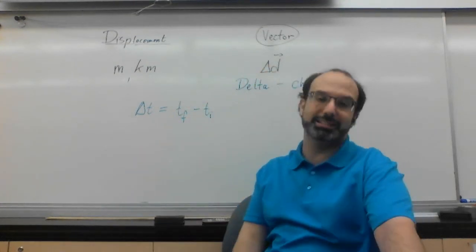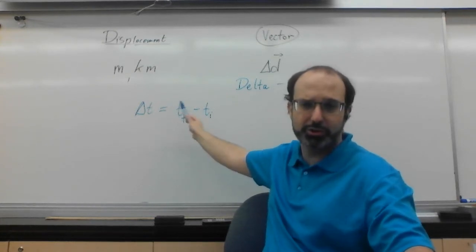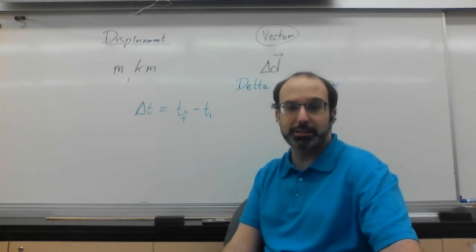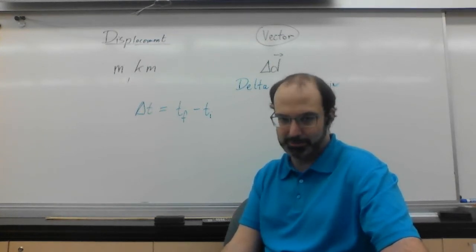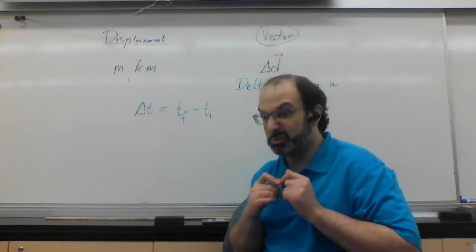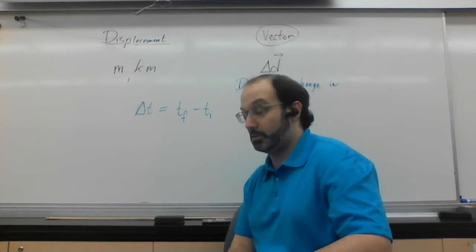And I talked about the fact that people are going to forget that this is the final minus initial. They're going to flip them around, or they're going to forget where to put the positive and where to put the negative. But delta D, displacement, is the same thing. Again, physicists do a lot of work, so if they can get away with being lazy, they go for it. It's just very rare.